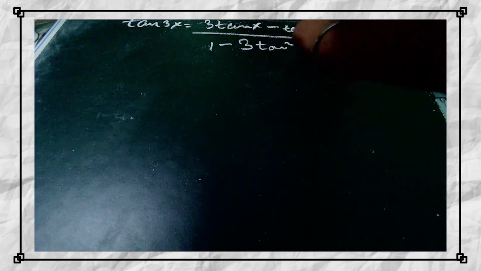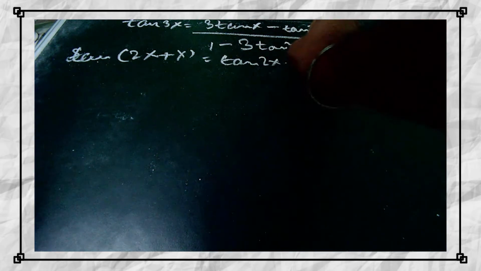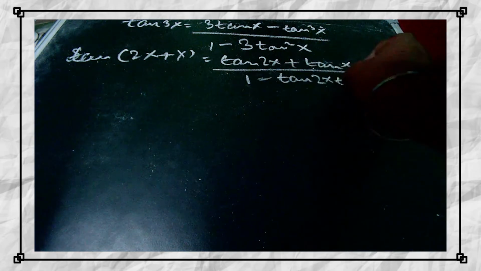So the value of tan of 3x is 3 tan x minus tan cube x whole divided by 1 minus 3 tan square x. So now let's see how this formula is derived. So tan of 3x we can write as tan of 2x plus x. Now we'll apply the formula for tan of a plus b, that is tan of 2x plus tan of x by 1 minus tan of 2x into tan of x.